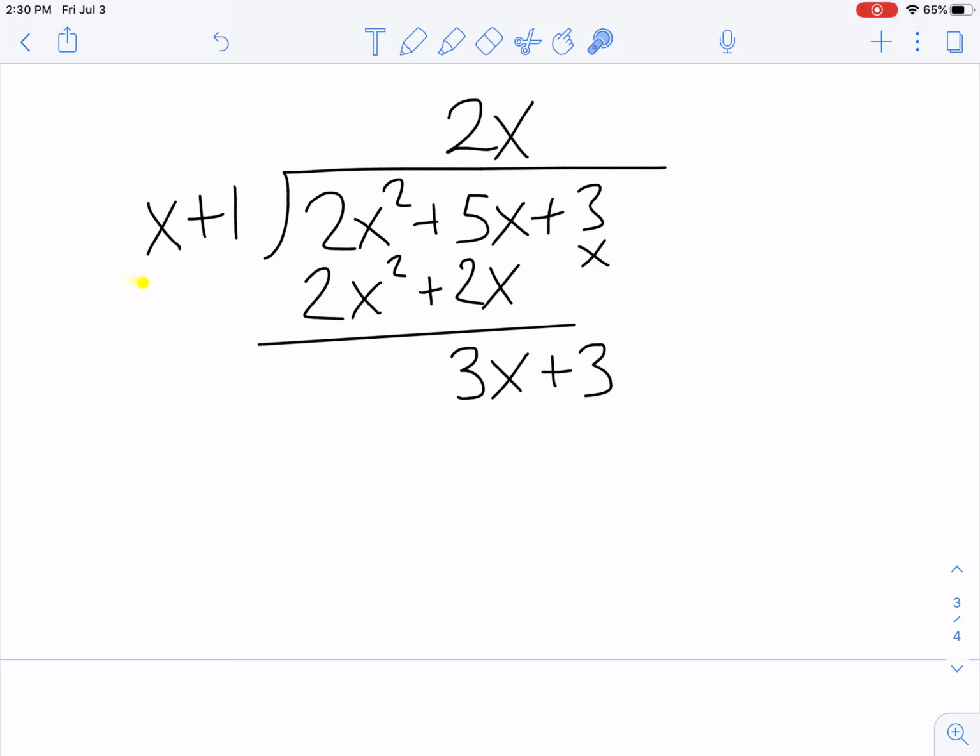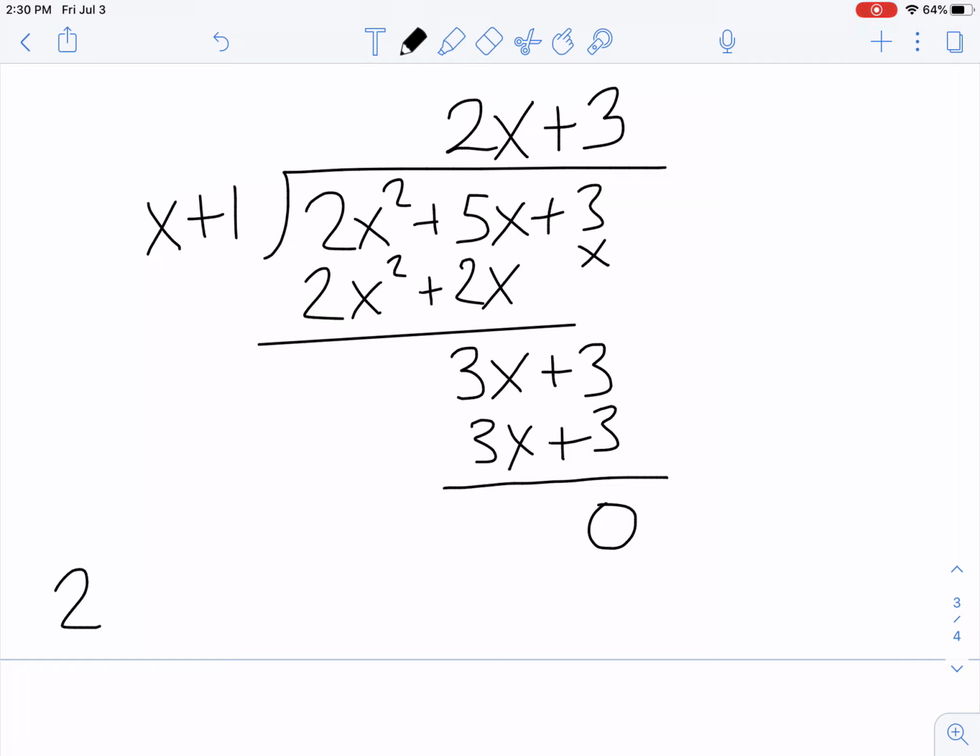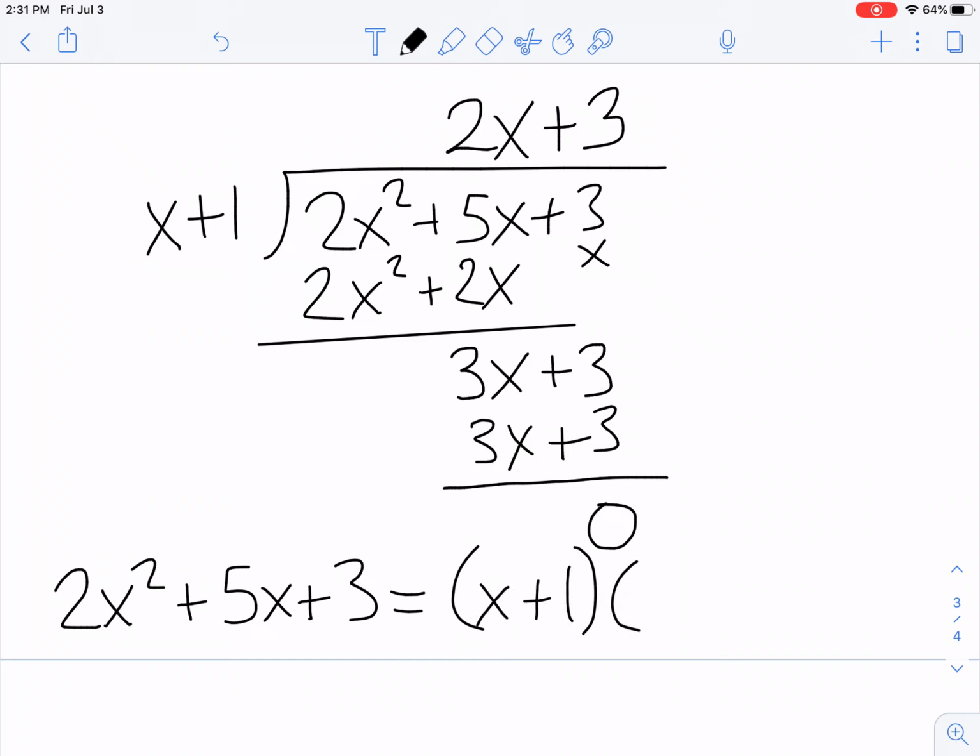How many times does the x here go into 3x? Well, it goes in 3 times, so I'm going to put it in the constant spot up in my quotient. And then I'm going to multiply that positive 3 by the x, which gives me 3x, and the positive 3 by the positive 1, and get plus 3. When I subtract, I end up with 0. When I write my division statement, this time 2x squared plus 5x plus 3 is equal to x plus 1 times 2x plus 3 with no remainder. So we say that x plus 1 in this case is a factor because it can be broken down even further.